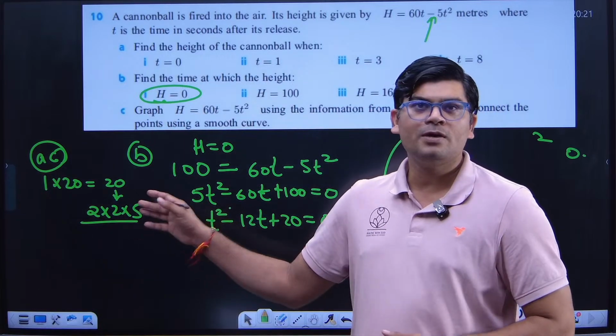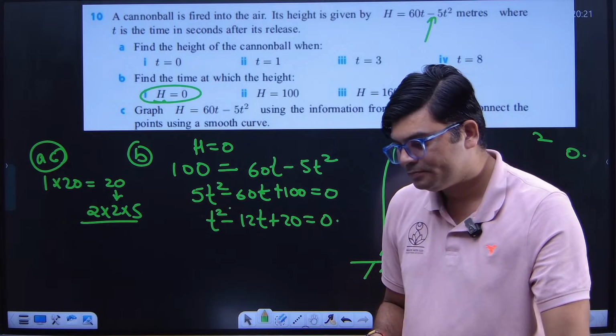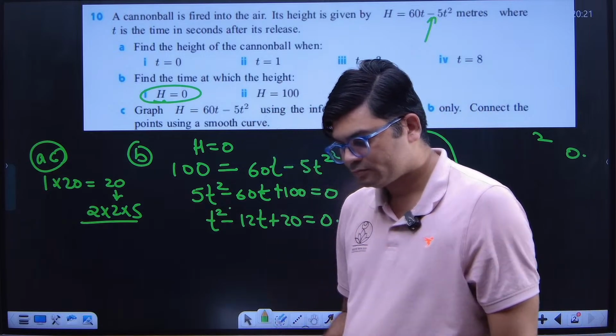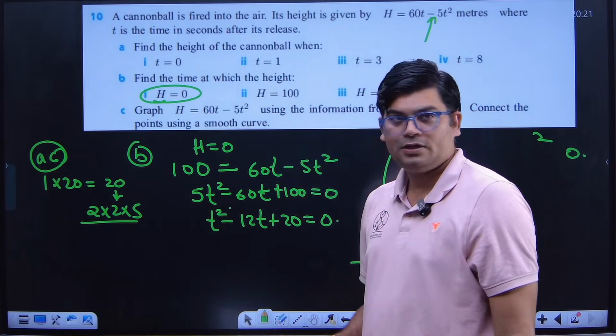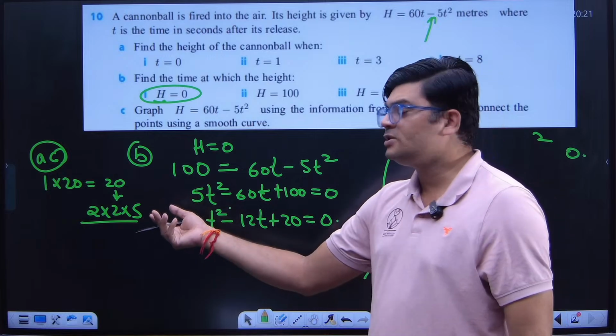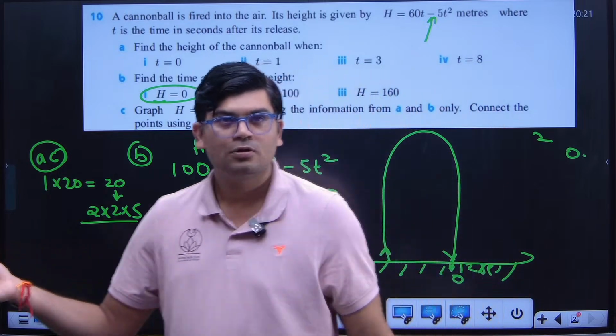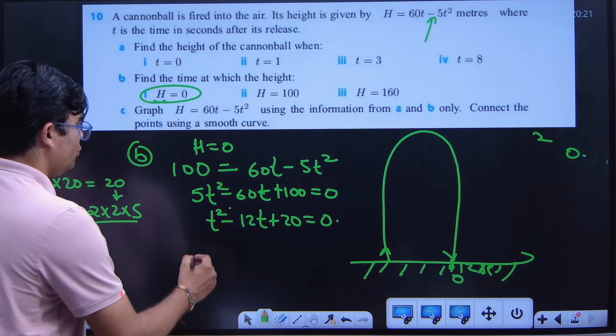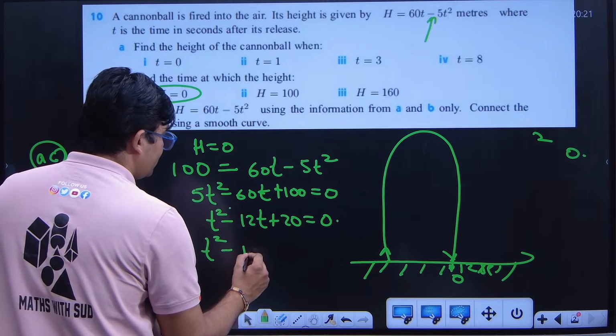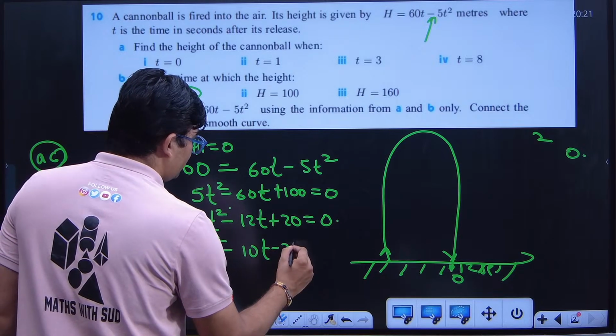So what are the two numbers whose product is 20? Tell me. So, sir, it'll be minus and minus. Yeah, both will be minus only. So minus 10 and minus 2. Okay, so you will break this down as t square minus 10t minus 2t.